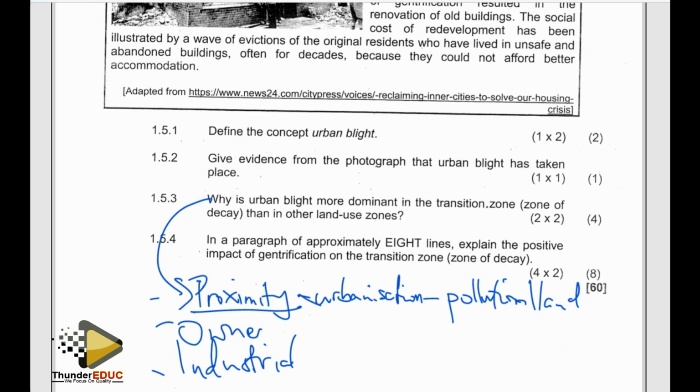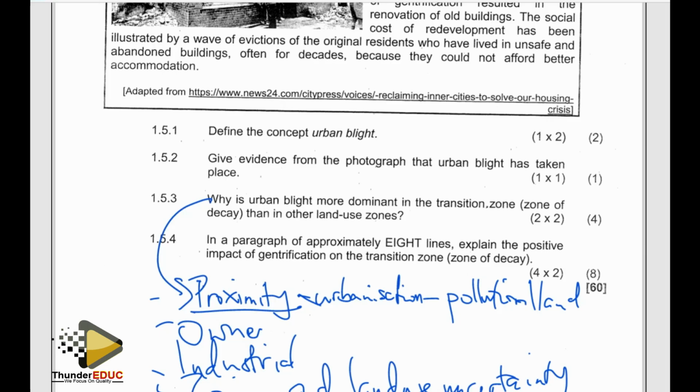And also zoning and land use uncertainty. We said this zone has got mixed functions, so the future of this zone is not very predictable. It's very uncertain, such that people do not want to invest much in that particular area.